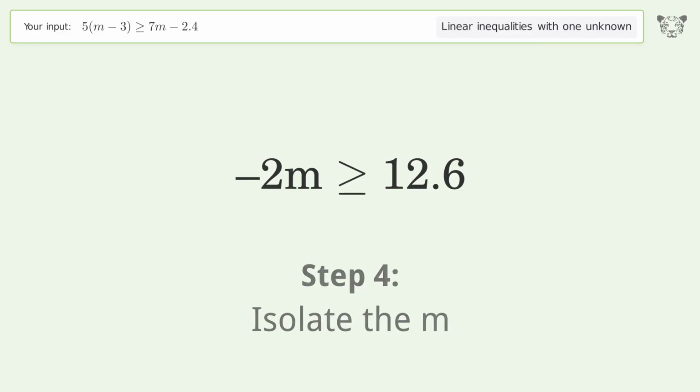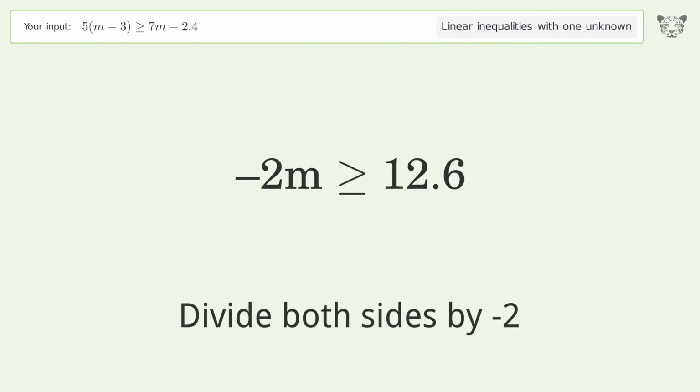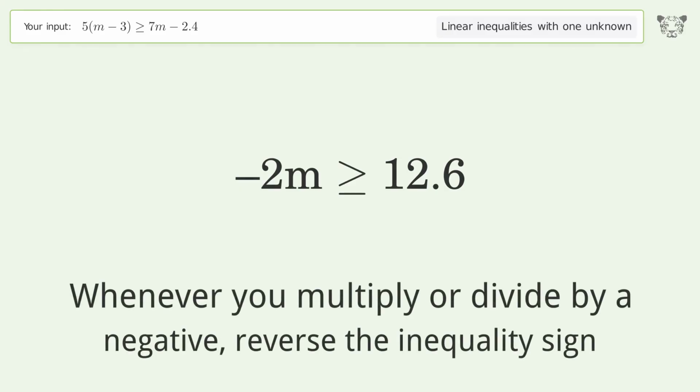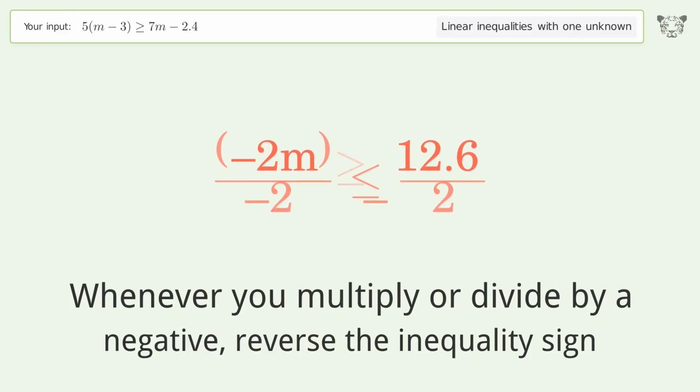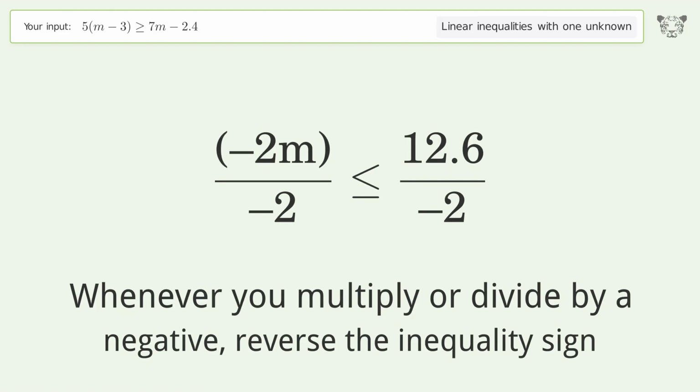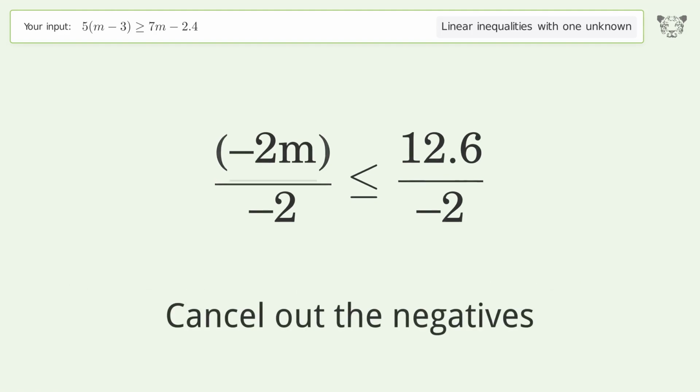Isolate the m. Divide both sides by -2. Whenever you multiply or divide by a negative, reverse the inequality sign. Cancel out the negatives.